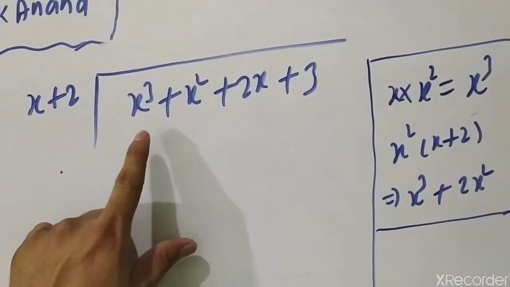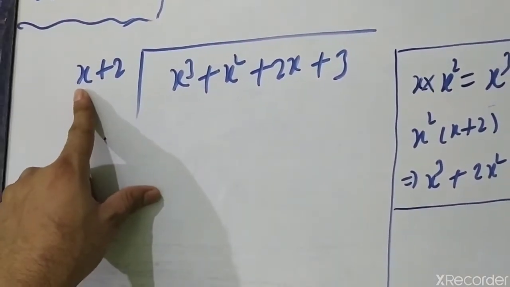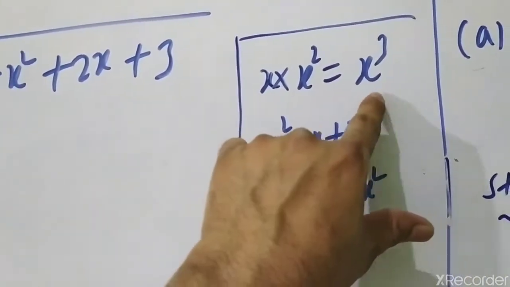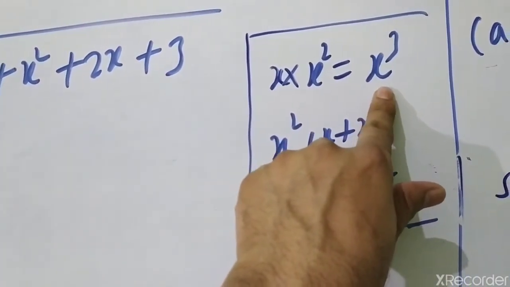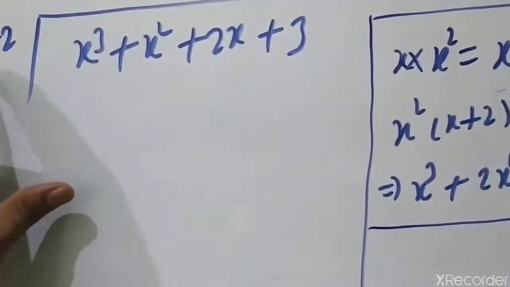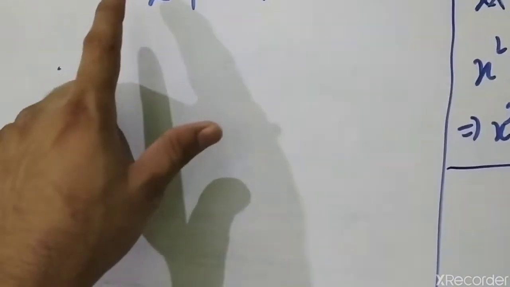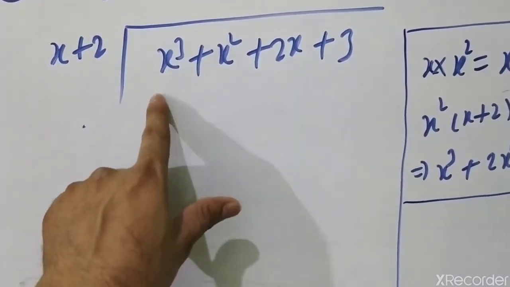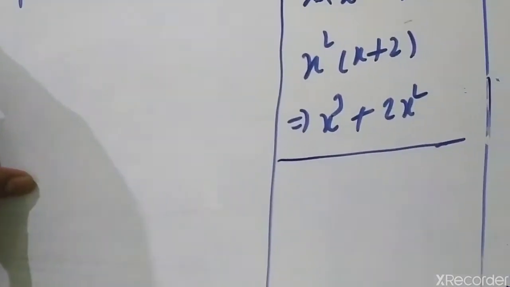See, this is x cube, and here is x. So by which term are we going to multiply? x square, it becomes x cube. So we multiply x square by x plus 2. See, my target is to cancel this x cube, the first term. One is positive, so one is going to be negative by doing the subtraction.